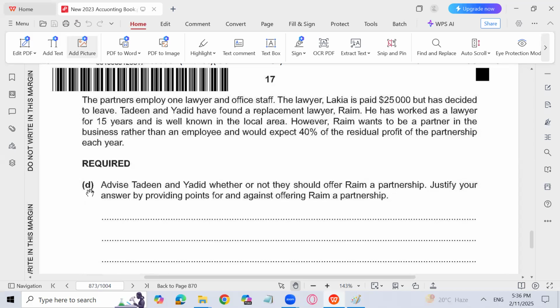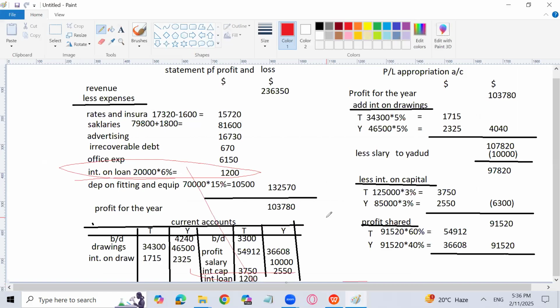Because 15 years, well known in the local area, he has been doing the business. So in order to enhance the business, we can opt for this option. So you can go for both things by writing it. You can take the pick if you want to.